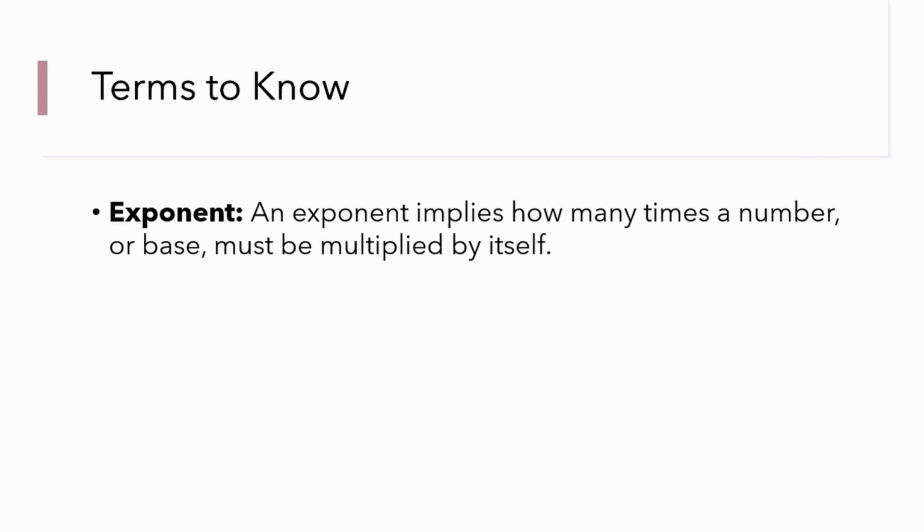Some terms to know. An exponent is a number that implies how many times another number, or base, must be multiplied by itself. So I have this equation here. 2 to the power of 3 is equal to 8. And this is a true statement. But what are the parts of this number, 2 to the power of 3? What is the base and what is the exponent? And how do exponents work?